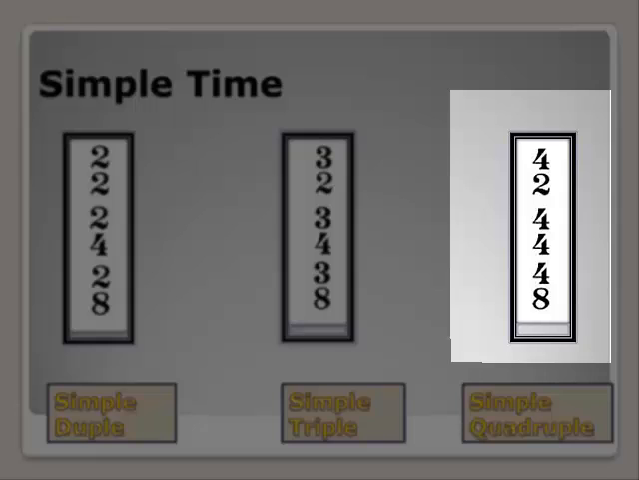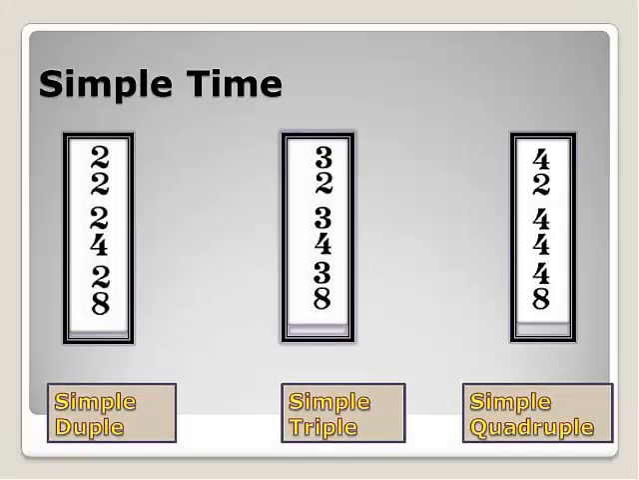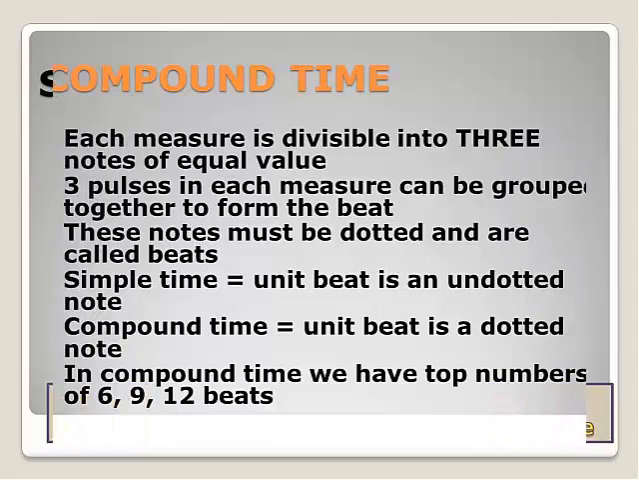And again, the bottom number is going to tell us what type of note gets one beat. In 4/2, that means a half note is going to get one beat, and there's 4 half notes in each measure. In 4/4, a quarter note is going to get one beat, and there's 4 quarter notes in each measure. In 4/8, there's 4 eighth notes in each measure, and an eighth note gets one beat.